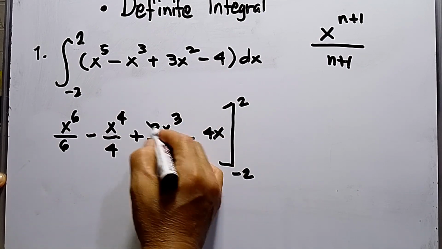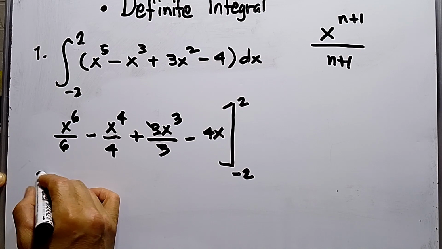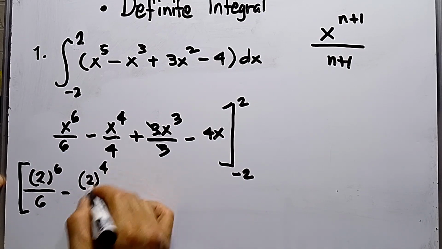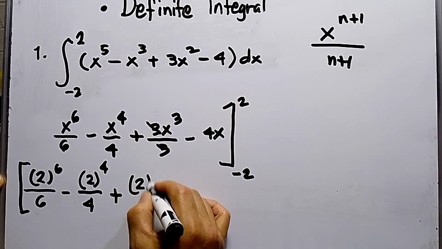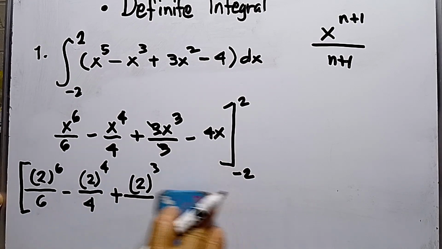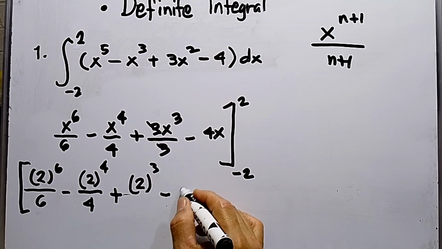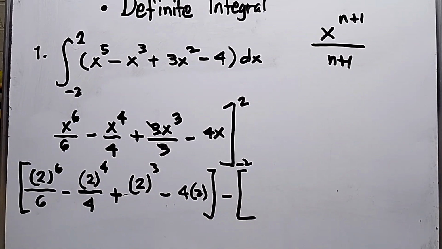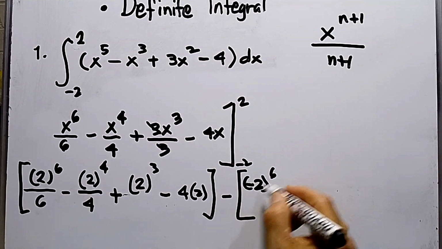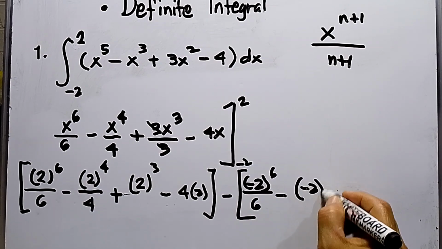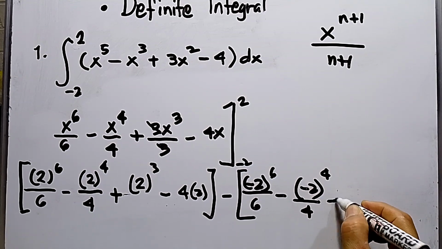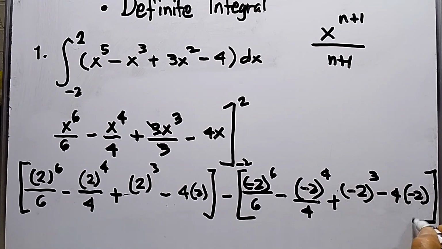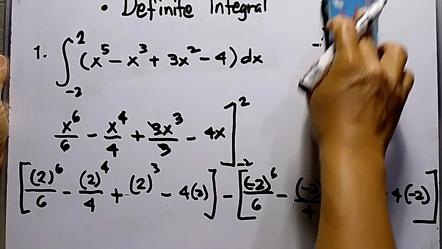So I need to replace this one. So this will be 2 to the power of 6 over 6 minus 2 to the power of 4 over 4, then plus 2 to the power of 3, no, there's no over 3 because this is already crossed out, then minus 4 times 2, then minus, this next is negative 2 raised to the power of 6 over 6 minus negative 2 raised to the 4th power over 4 plus negative 2 raised to the 3rd power, and then 4 times negative 2. Close brackets.